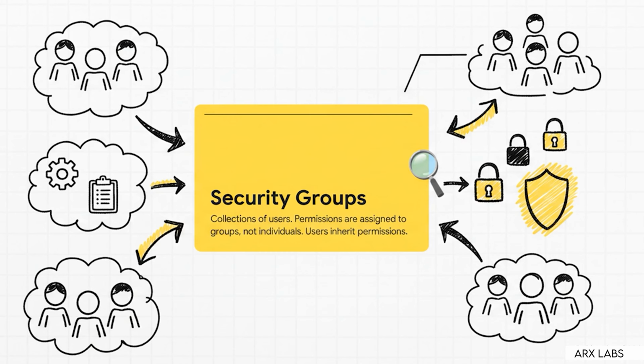Next up, number 2, security groups. Okay, if you're going to build a permission model that doesn't make you want to pull your hair out, this is the cornerstone. Here's the golden rule, and you should probably write this down. Assign permissions to groups, not to individual people. You create a group for your developers, a group for your QA team, maybe one for project managers. Why? Because it makes life so much easier. When someone new joins, you just pop them in the right group. When someone leaves, you pull them out. Boom, done. Their access is updated everywhere automatically.